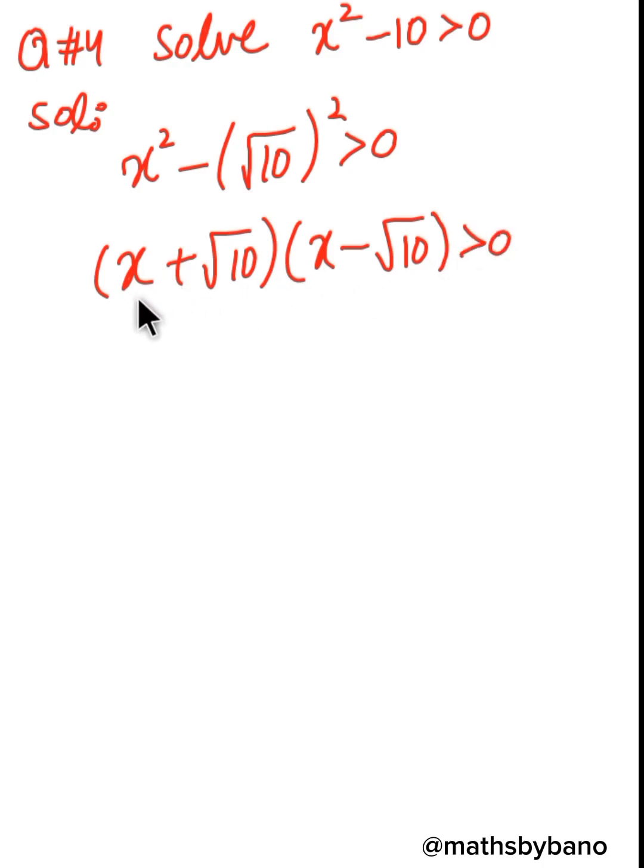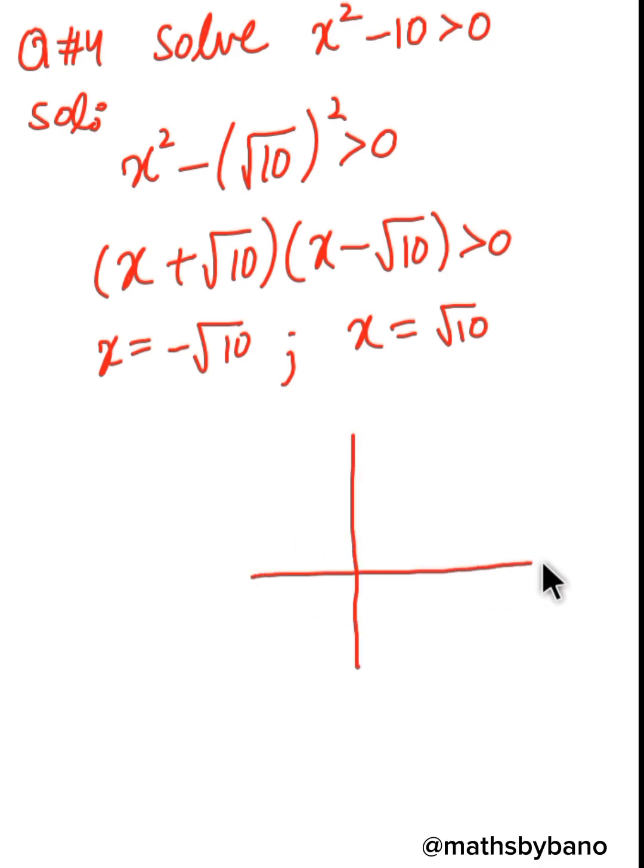than 0. If we put x plus square root of 10 is equals to 0, we got x is equals to minus square root of 10, and from here we get x is equals to plus square root of 10. Then we will draw the graph. Minus square root of 10 over here and plus square root of 10 over here. This is x-axis, this is y-axis. Now look at the original equation.